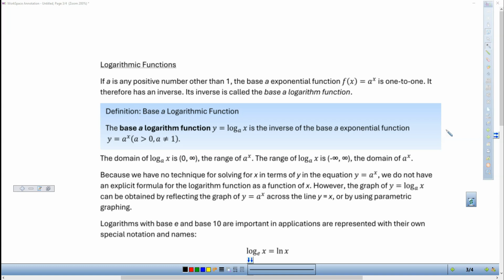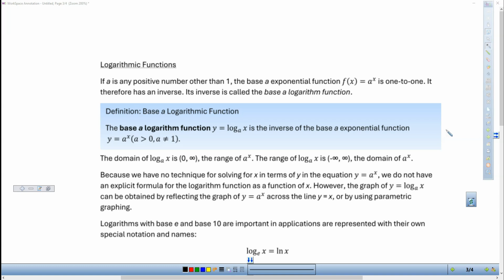Now the next big thing to talk about, since we're talking about inverses, is logarithmic functions. When we start talking about logs and we have exponents involved, if a is any positive number other than 1, the exponential function f of x equals a to the x is 1 to 1. And because it's 1 to 1, we can say it has an inverse.